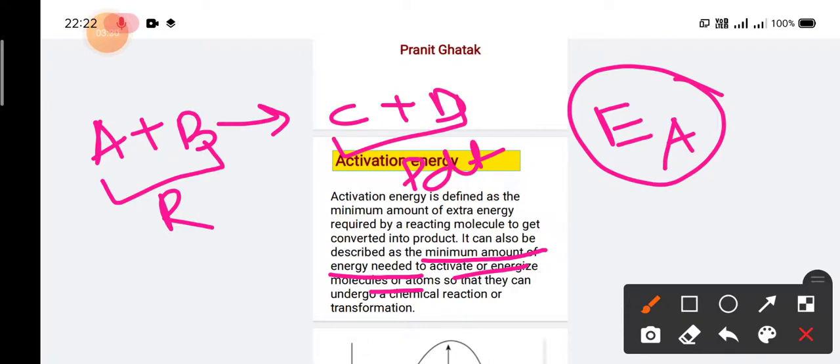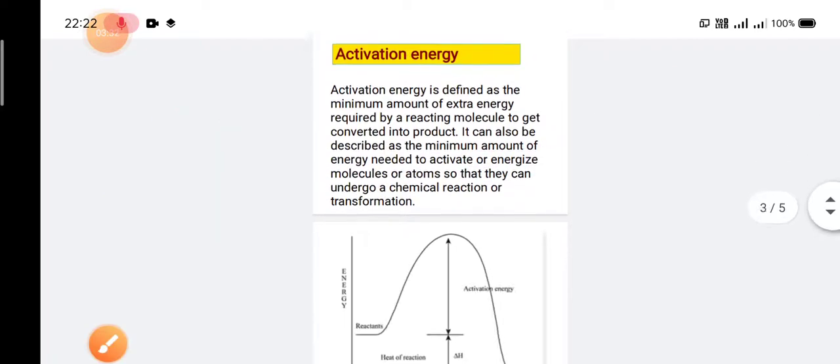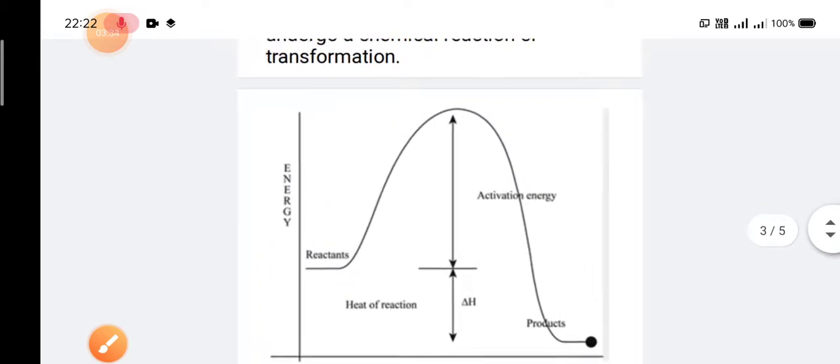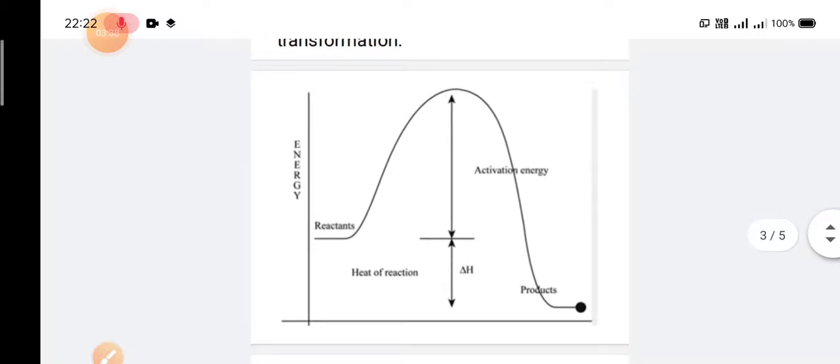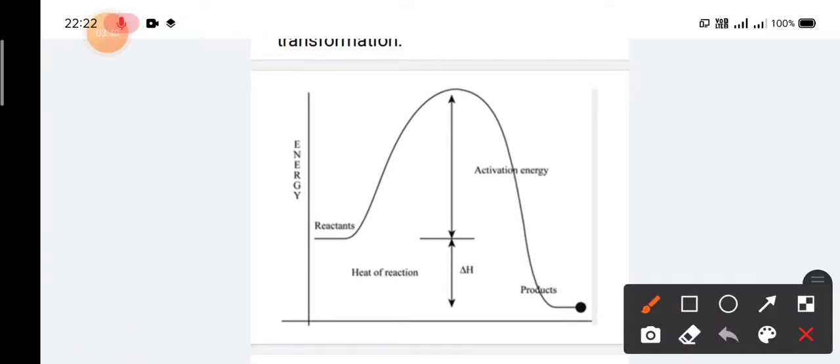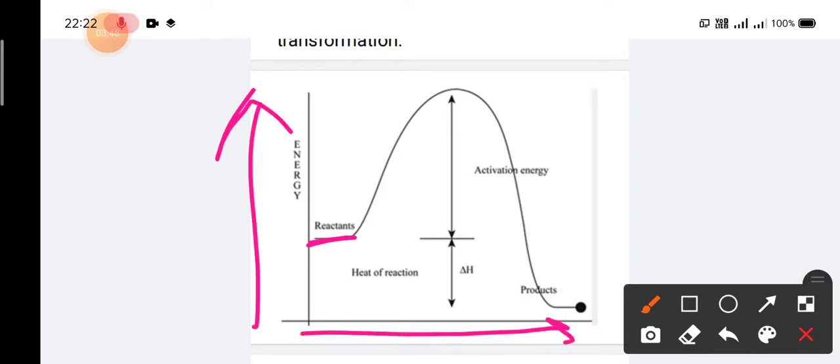Okay, activation energy. So let's see the graphical representation of activation energy. Here in this slide, in this picture, we can see the energy graph, and this is the reaction coordinate, that means how much the reaction has proceeded. So the x-axis is the reaction coordinate, and the y-axis represents the energy.